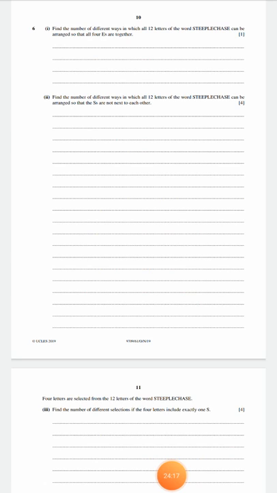Find the number of different ways in which all 12 letters of the word steeplechase can be arranged so that all 4 E's are together. All 4 E's are together, so the E's must be all grouped together in a single block and they appear as a single element. So the E's are together. Okay, so let's do it.